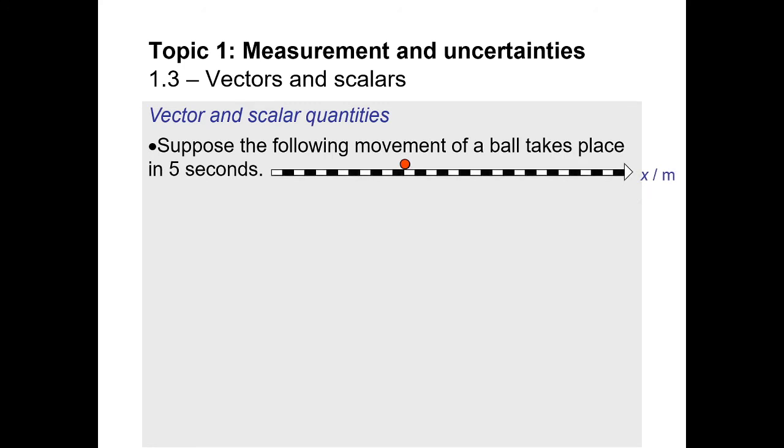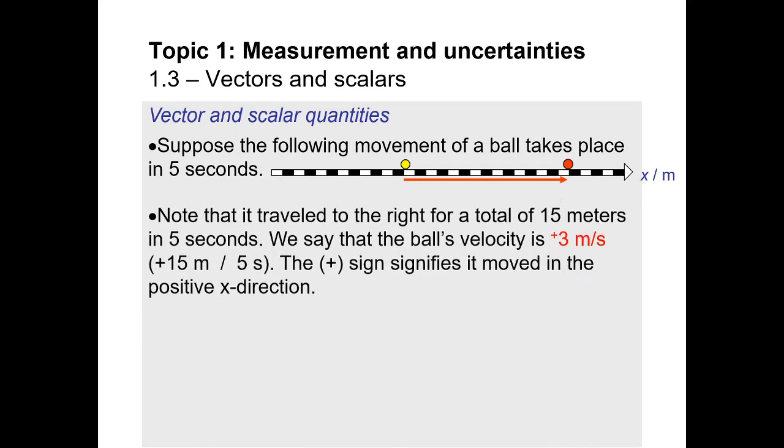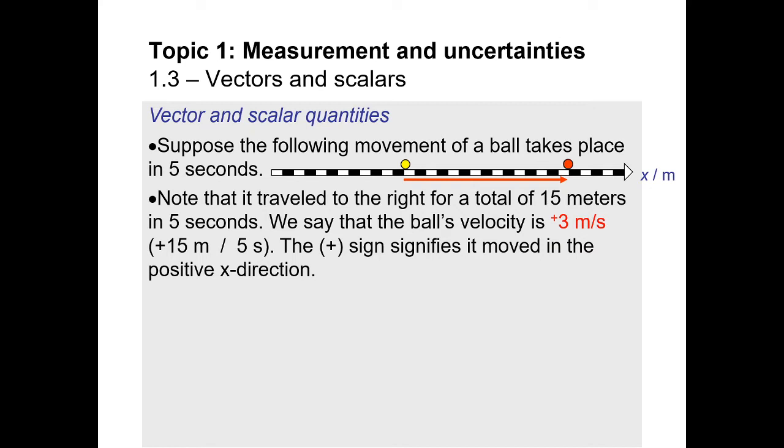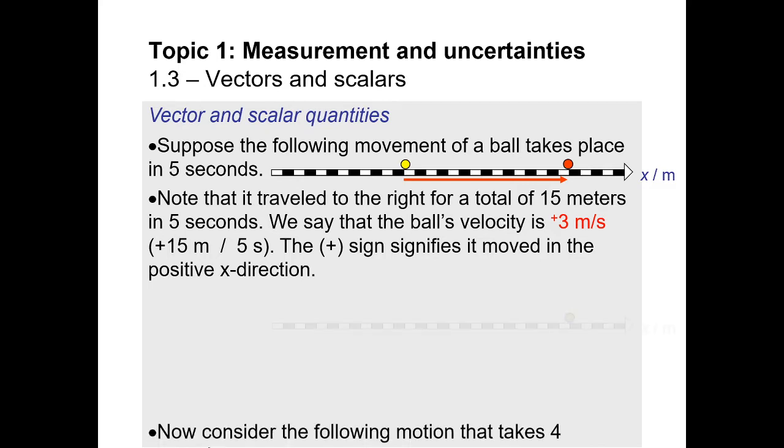Suppose the following movement of a ball takes place in 5 seconds. We can see how much time it took. You could measure the distance, how many ticks it crossed. For the time it took to travel 15 meters, we can say that 15 meters in 5 seconds is a velocity of 3 meters per second. Notice that there's a little plus sign in the front. That's simply to indicate that the ball is moving to the right or in the positive x direction.